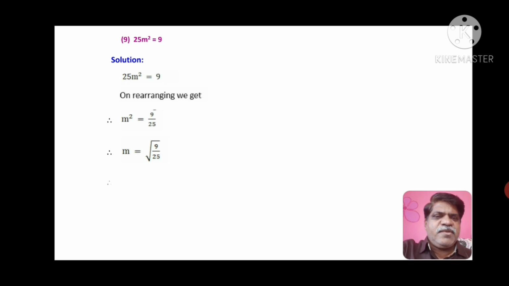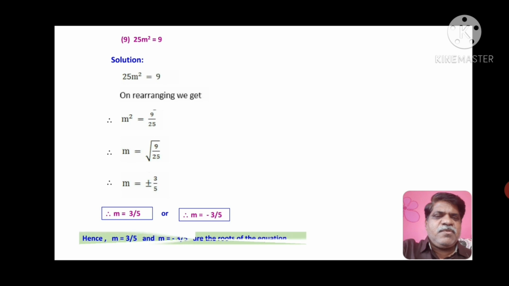Next, 25m square is equal to 9. We will try for the solution. 25m square is equal to 9. Therefore, you can write on rearranging the terms, m square is equal to 9 upon 25. We will take the square root on both sides. So, m is equal to under root of 9 upon 25. Therefore, m will be plus or minus 3 upon 5. The square root of 9 is 3 and square root of 25 is 5. Hence, m is equal to 3 upon 5 or m is equal to minus 3 upon 5. Therefore, hence m is equal to 3 upon 5 and m is equal to minus 3 upon 5 are the roots of the given quadratic equation.